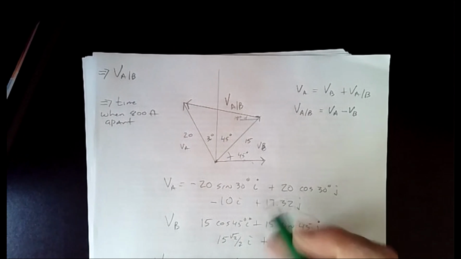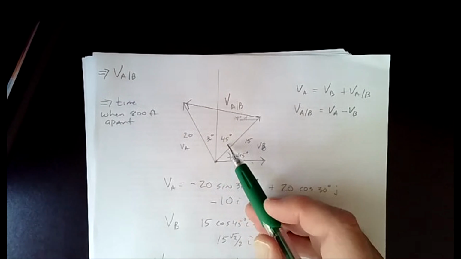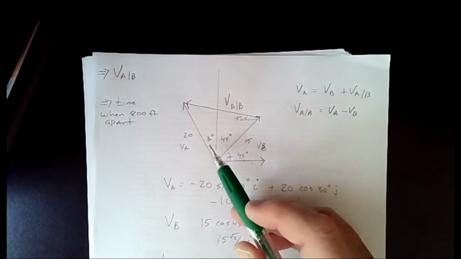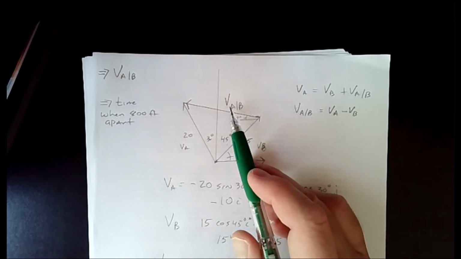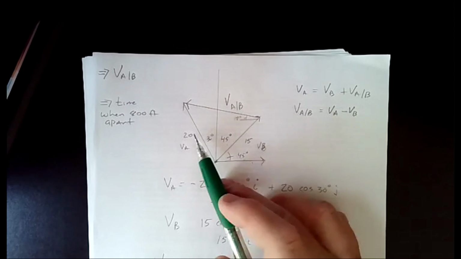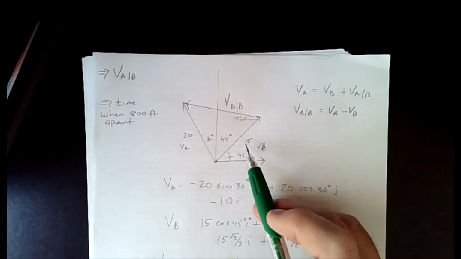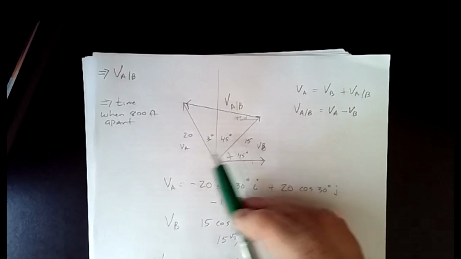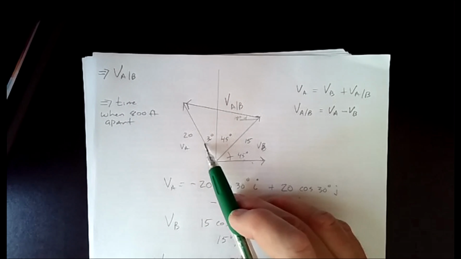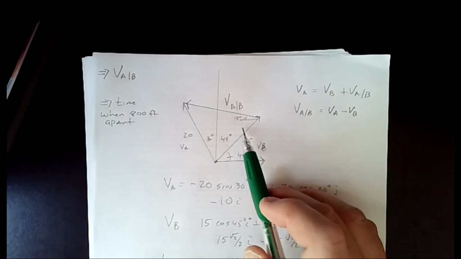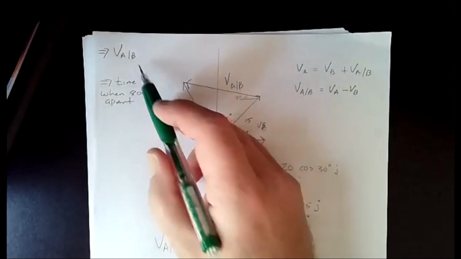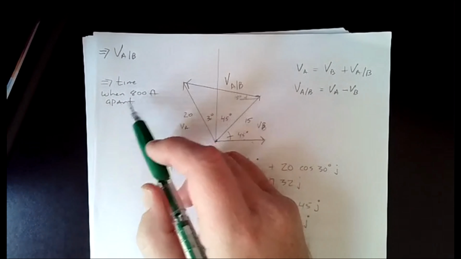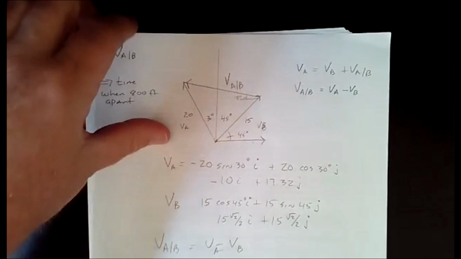Now you can see that with this, because we know these internal angles, we could have used the law of sines and cosines to find it too. We could have said that the law of cosines would have said the velocity of A relative to B squared equals 20 squared plus 15 squared minus 2 times 20 times 15 cosine of the internal angle, 75. So that would have worked also. And we're actually going to do that for part B. So we found VA relative to B, but now we want to find the time when they're 800 feet apart.